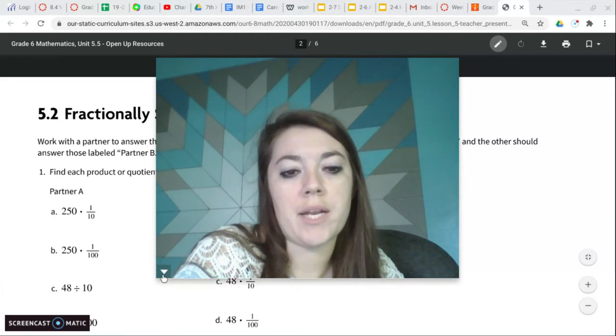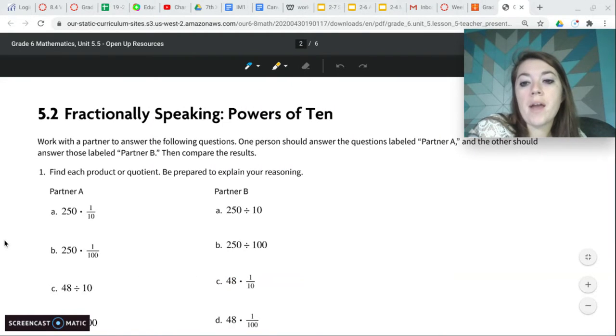Let's go ahead and jump right in. Remember, a product is the solution to a multiplication problem. So fractionally speaking, powers of 10. Obviously, we're not going to work with a partner on this, but we are going to go through both sets of these and answer them.